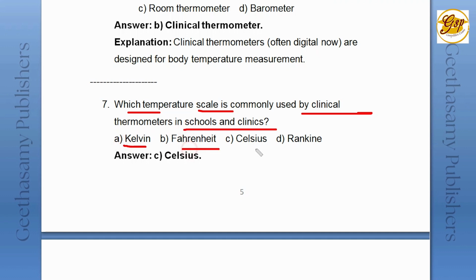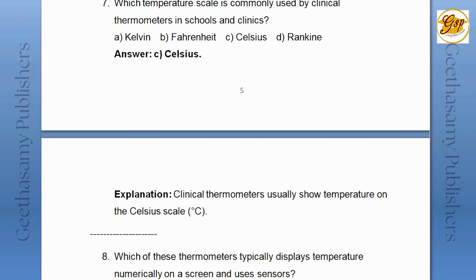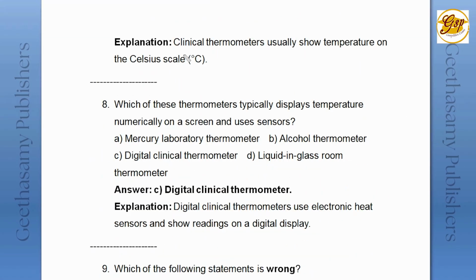Then seventh question, which temperature scale is commonly used in clinical thermometers in schools and clinics? Kelvin, Fahrenheit, Celsius, Rankine. So answer is Celsius. The explanation is the clinical thermometer usually shows temperature on the Celsius scale, degree centigrade.